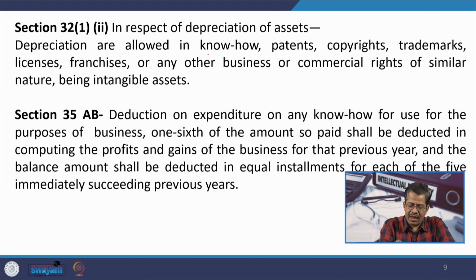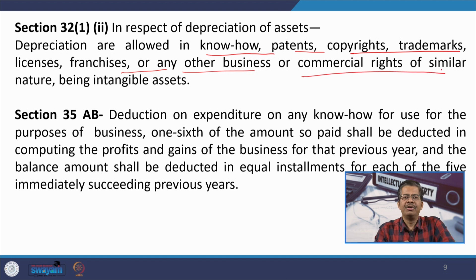So, depreciation is allowed on know-how, patents, copyrights, trademarks, licenses, franchises, all these things, because of the very fast nature of business, and it is possible to include in your IP the depreciation you are charging on your intangible assets. Generally, we charge depreciation on tangible assets, for example, car, machines, building, plant, machinery, but as per our Income Tax Act depreciation can also be possible on your intangible assets.